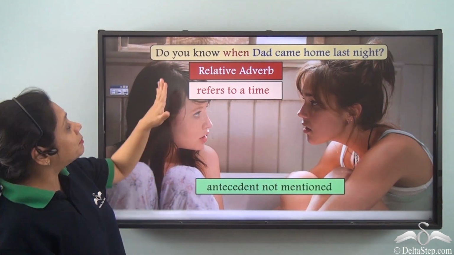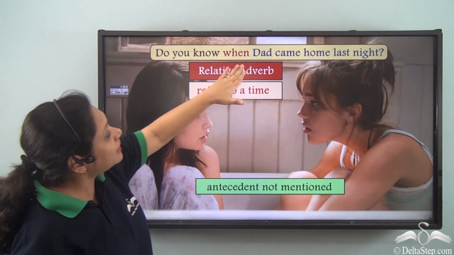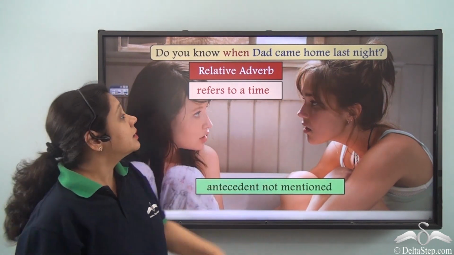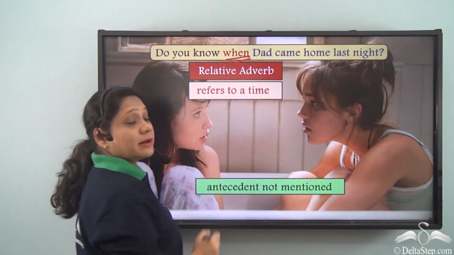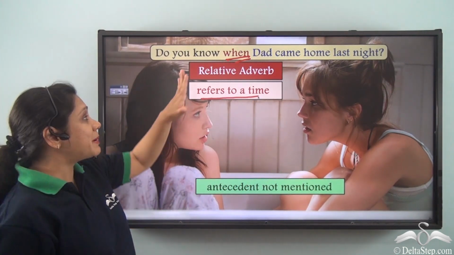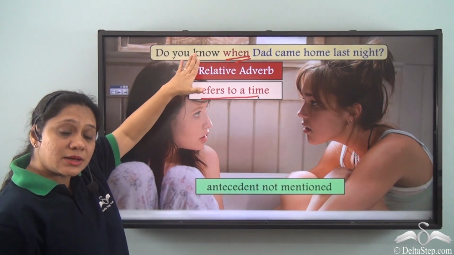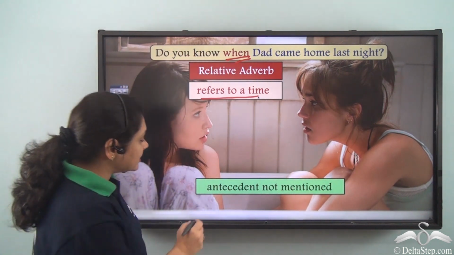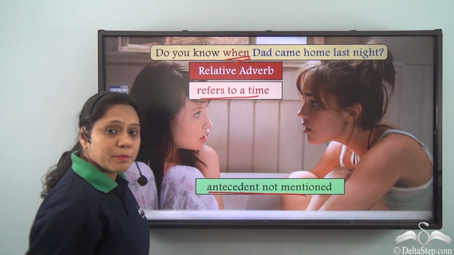But in this example, do you know when Dad came home last night? The relative adverb when refers to a time, but that time is not specifically mentioned in the sentence. Hence, this sentence does not have an antecedent mentioned.